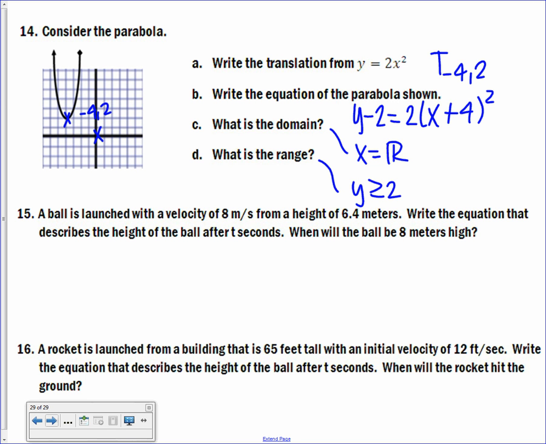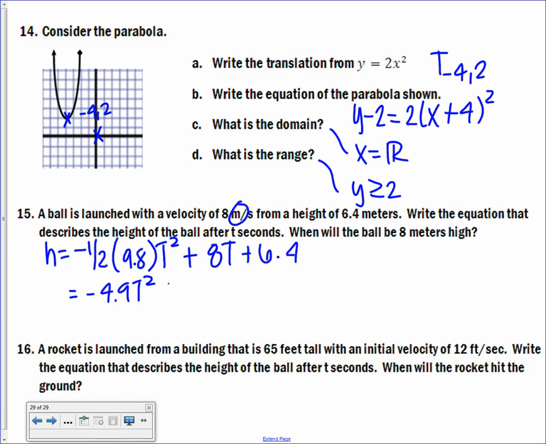15, a ball is launched with a velocity of 8 meters per second from a height of 6.4 meters. Write the equation that describes the height of the ball after t seconds. So that was the h equals, that kind of long formula that was written on the front page, object in free fall. So we've got negative 1/2 times g. We're talking in gravity here. Since we're talking in meters, we're going to plug in 9.8 t squared plus my initial velocity of 8. So that's 8t plus my initial height, which is going to be 6.4. If I simplify that, that's going to give me negative 4.9 t squared plus 8t plus 6.4.